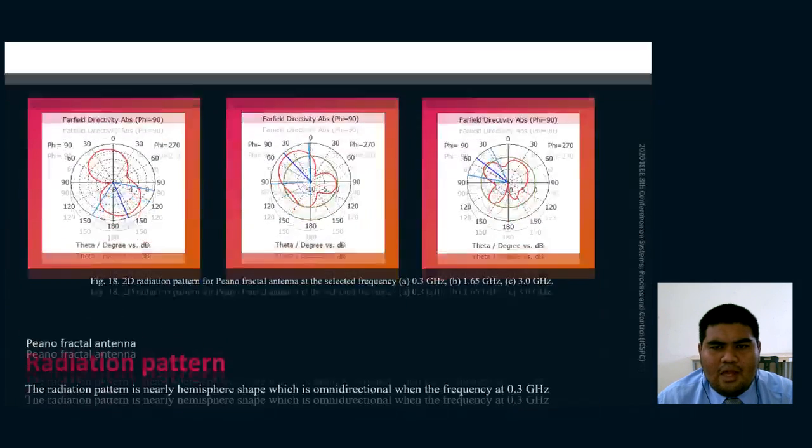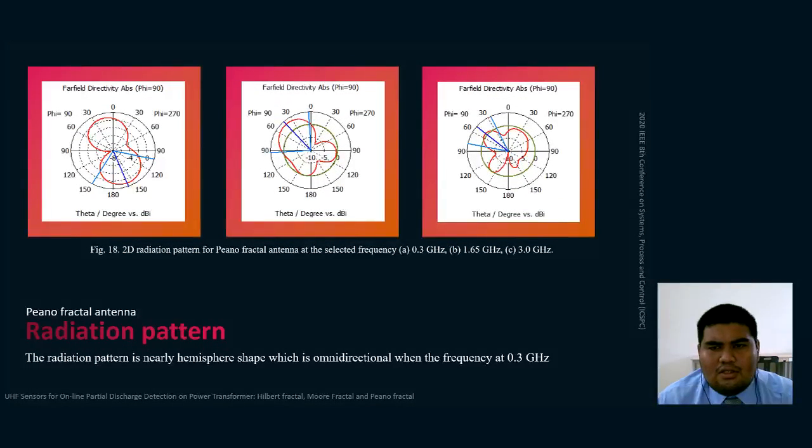Next is the radiation pattern for the Peano fractal. It is clearly shown that the radiation pattern of this antenna is not good at 1.65 and 3 GHz.